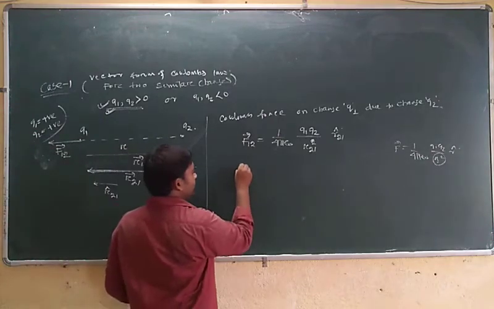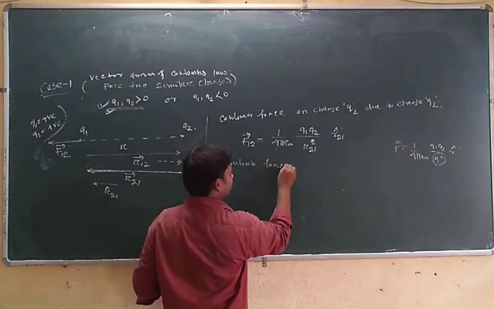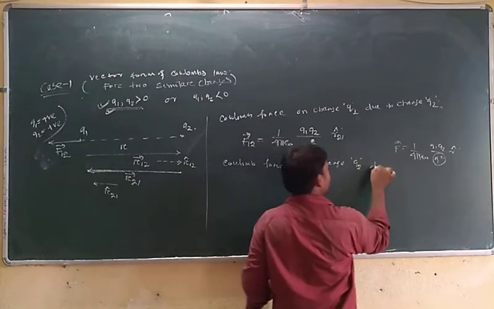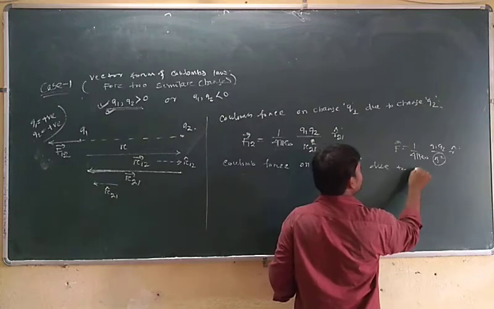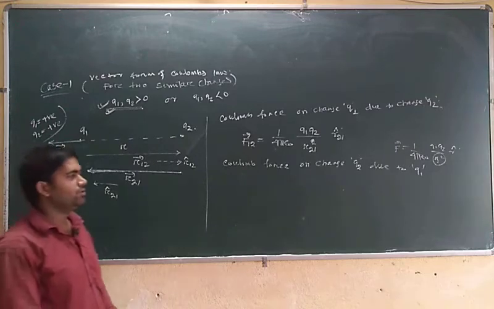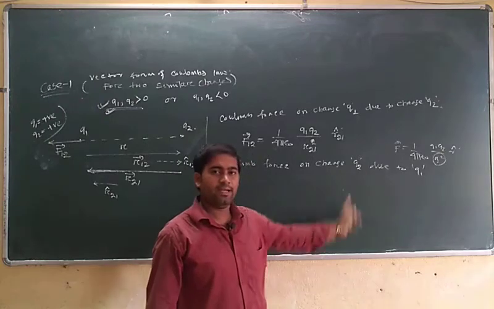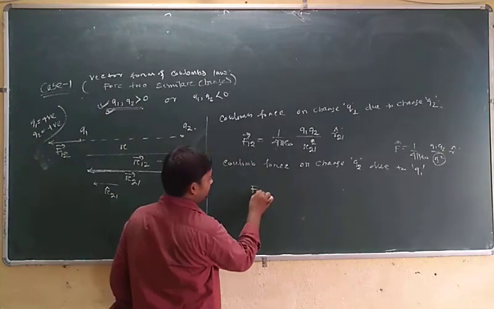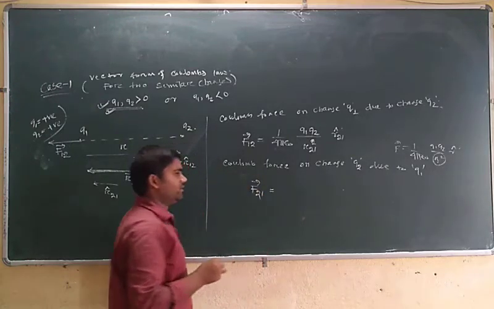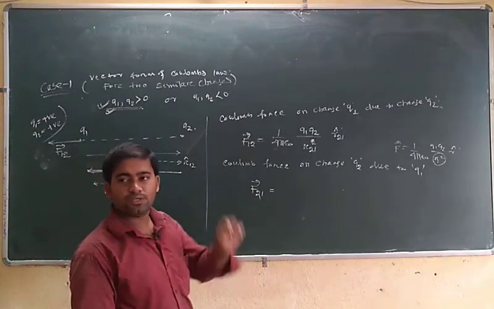Second thing, Coulomb force on charge q2 due to q1. This means the action starts from q1 and ends at q2, and this is represented as F21 vector. So for F21 vector, first observe from which charge we start the action and towards which we move.